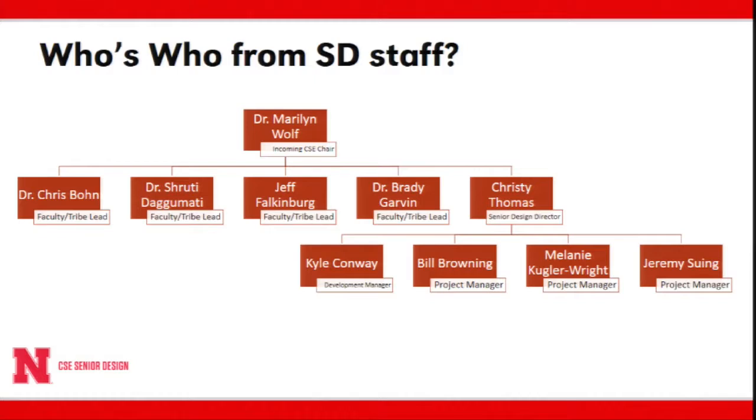It's probably very difficult to read, but we're bringing in a new chair in computer science and engineering. Her name is Marilyn Wolf, and she's going to be over the department and the faculty of the department. All of our tribe leads are faculty members. So Dr. Bone, Chris, Shruti, Jeff, and Brady are our tribe leads. Those are the 4 tribe leads that we have this year. Brady and Chris did it last year, and Shruti and Jeff are new this year. They are all faculty members.